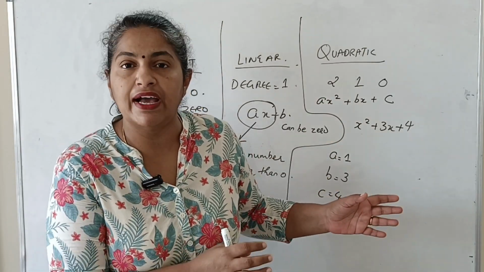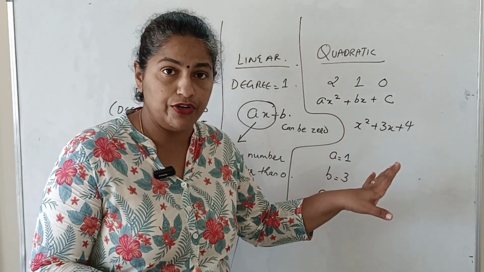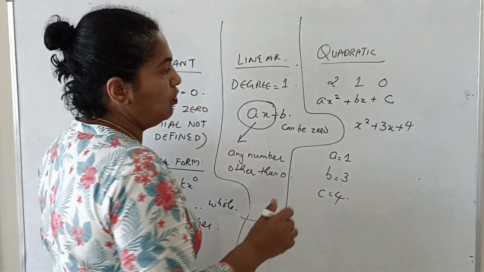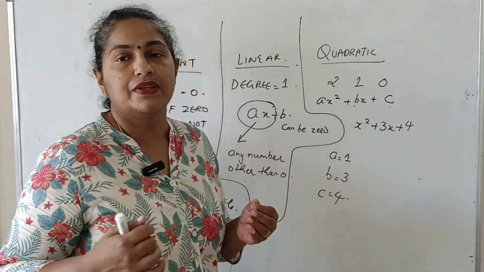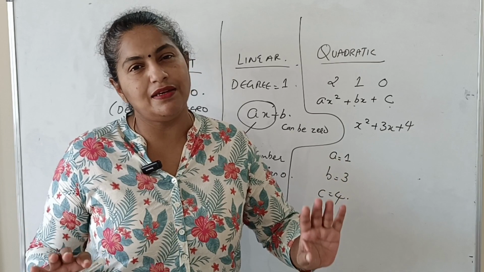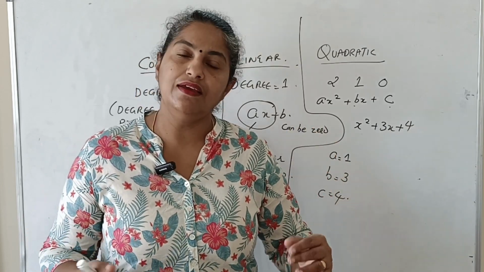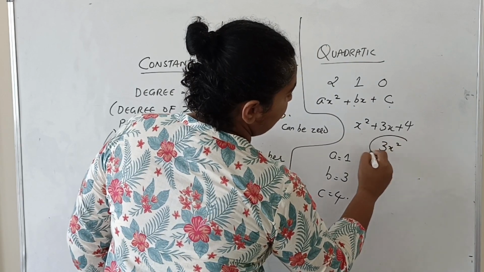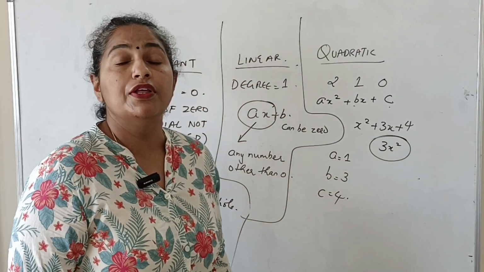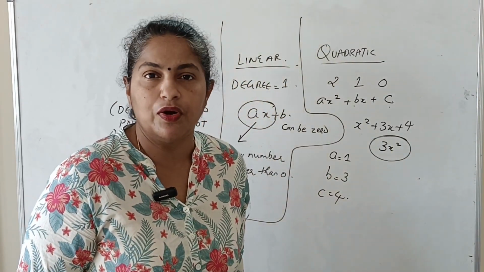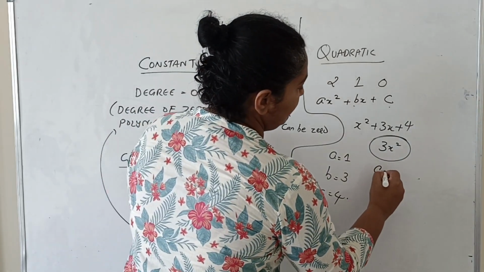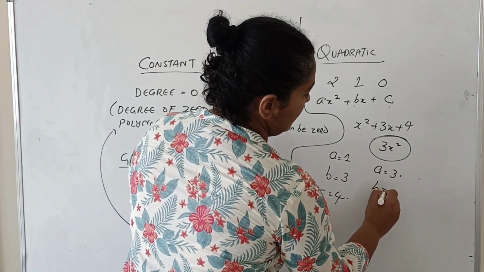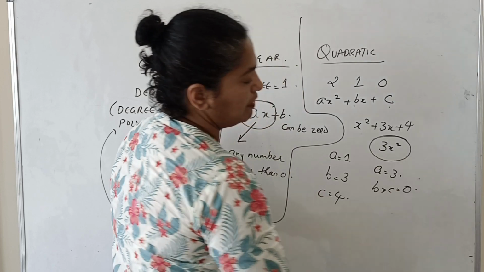The x square term will vanish. You will get only a linear polynomial. So a cannot be 0, but b and c can be 0. Ideally speaking, let it be there, but non-ideally, it can be 0. So if you have a term 3x square, what kind of a polynomial is this? This is a quadratic polynomial where the value of a is 3 and b as well as c are both equal to 0.